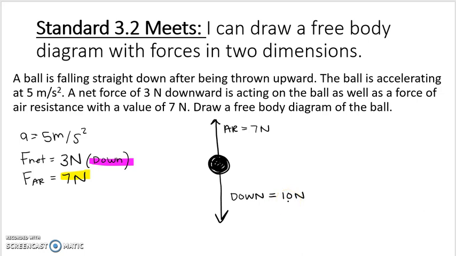So another thing we can do with that downward force is understand what it is that's pulling it down. Really, what we want to call that downward force is weight. Weight is what pulls an object down. It's the force of gravity on the object.